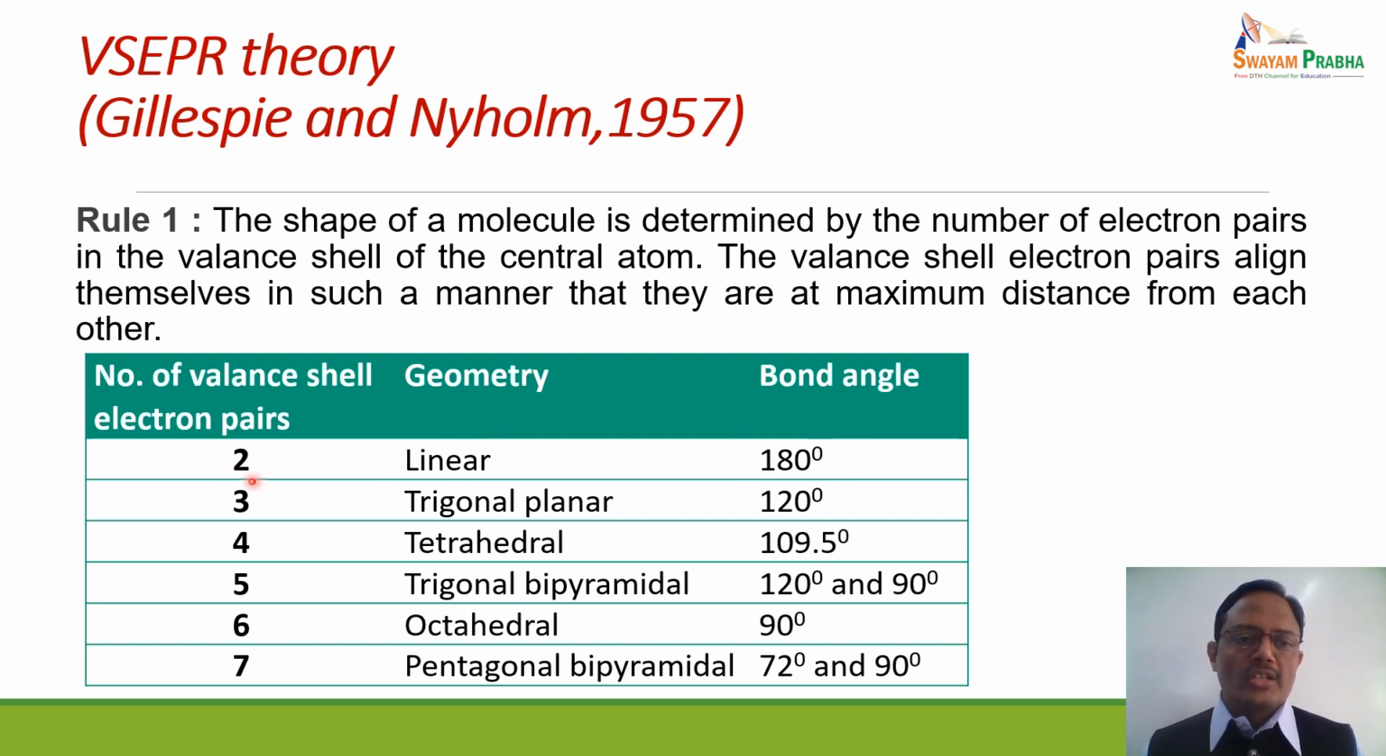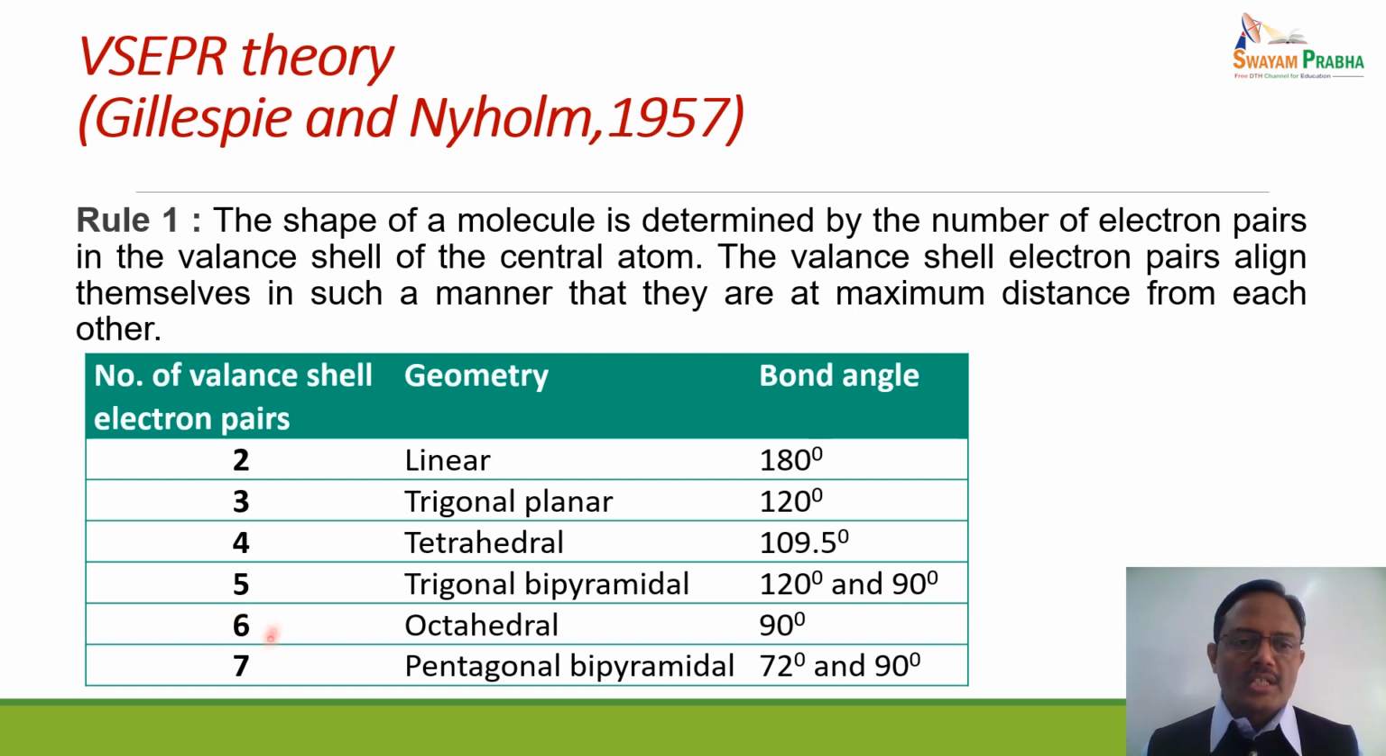If the number of valence shell electron pairs is 3, the maximum angle between them can be 120 degrees and the geometry will be trigonal planar. If the valence shell electron pairs are 4, the maximum angle between them will be 109.5 degrees and it will have a tetrahedral geometry. If the number of valence shell electron pairs is 5, the structure will be trigonal bipyramidal with the bond angles at 120 degrees and 90 degrees.